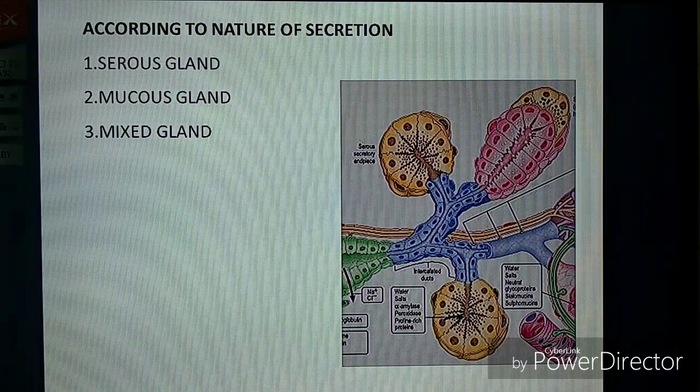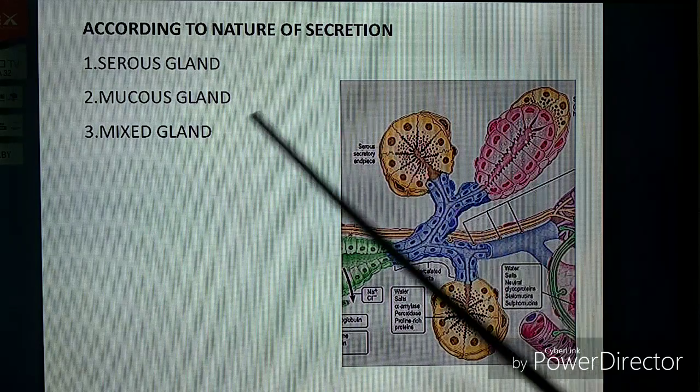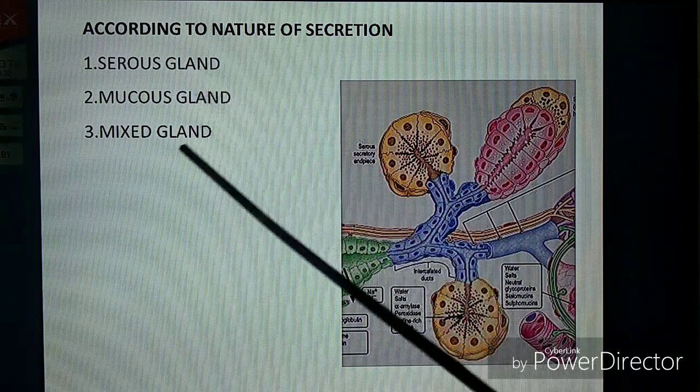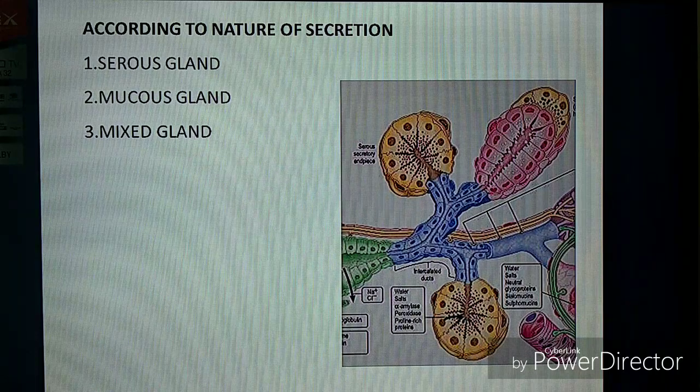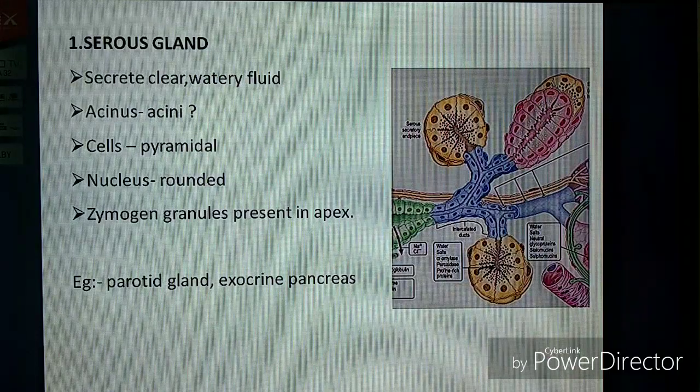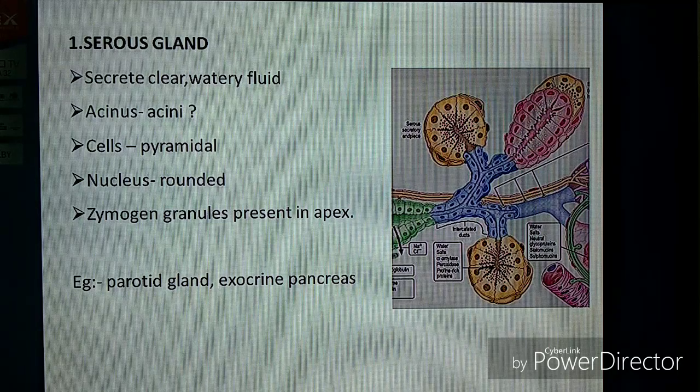Next categorization is according to the nature of the secretion. What type of secretions are coming out of the glands? The first variety is serous gland, second mucus gland, and the third one mixed gland. Generally, the serous gland secretes serous fluid, which will be very thin and watery in appearance.